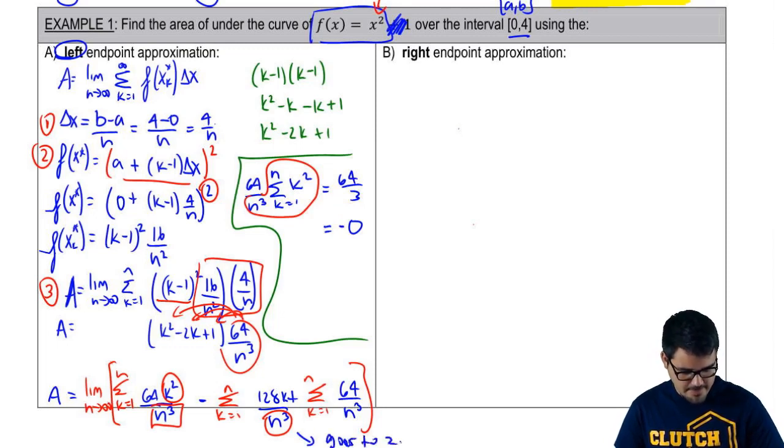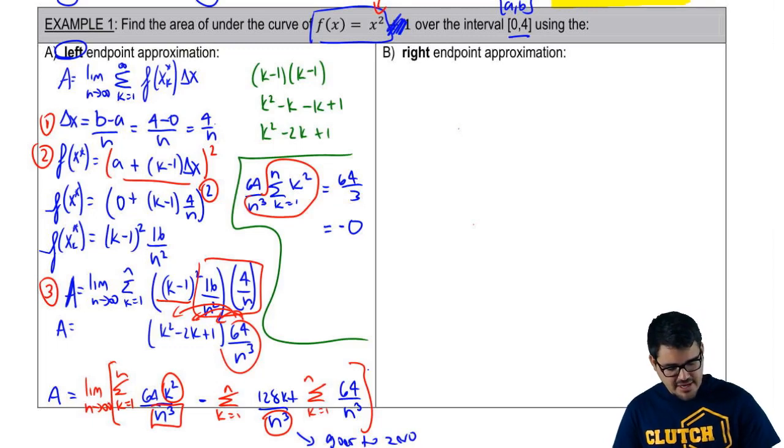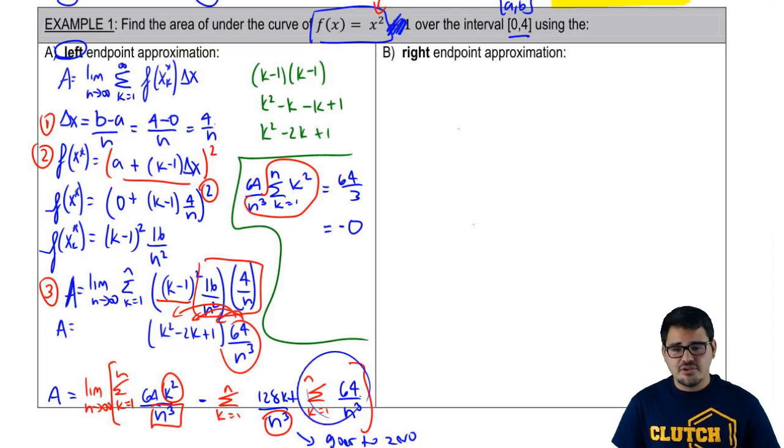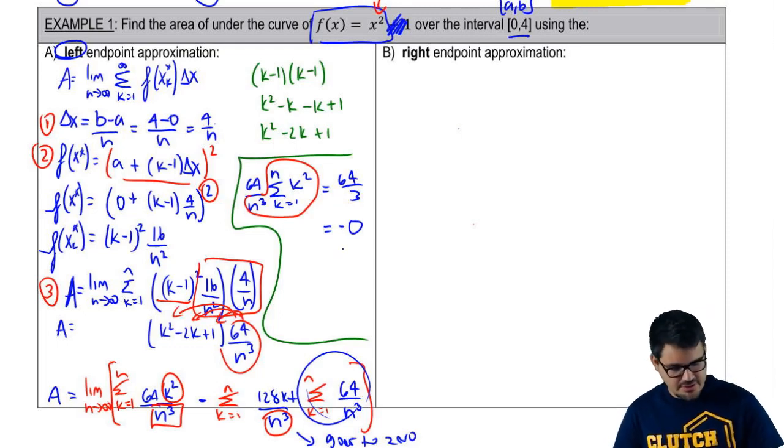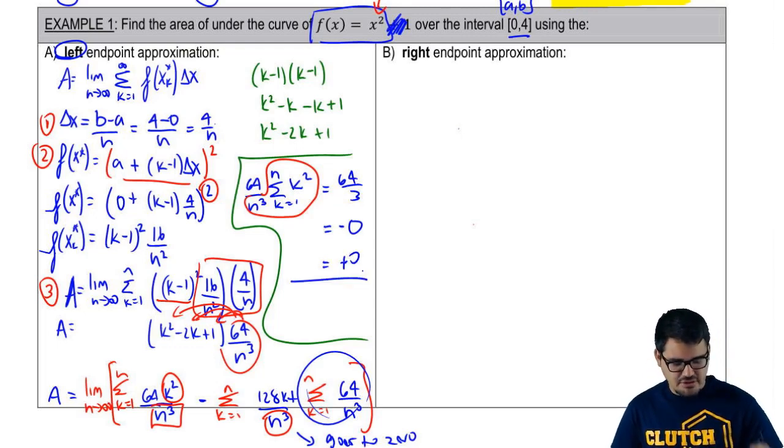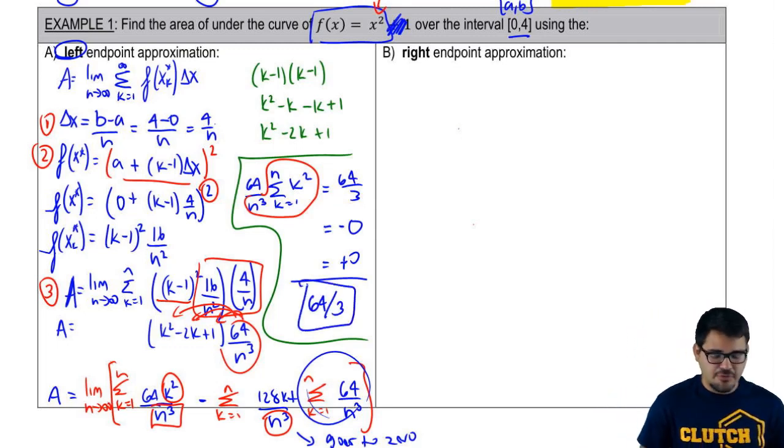So this whole term is going to be minus 0 because the n is bigger. Okay? And then you guys see over here, the third term doesn't even have a k, and the bottom is an n cubed, so the whole term automatically goes to 0 as well. It's going to be a plus 0. So our final answer is going to be 64 over 3. So our left endpoint approximation is going to be 64 over 3.